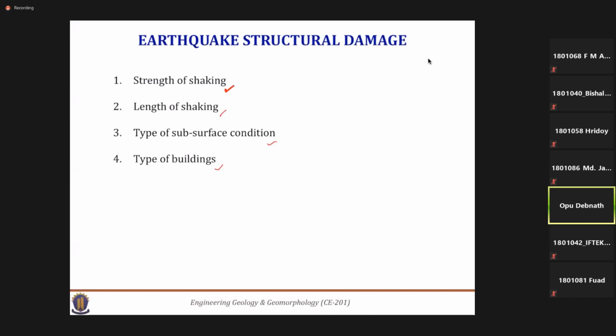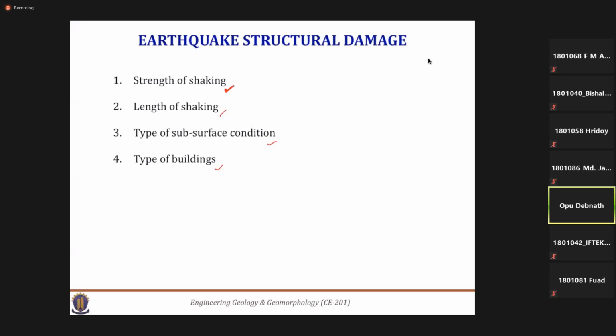Suppose you build the same building in two locations, same structural design, construction, everything is same, but based on the subsurface condition, there is a chance of liquefaction or any other thing. So based on the subsurface condition, the damage may vary. Again, the type of building, that means the shape of building.